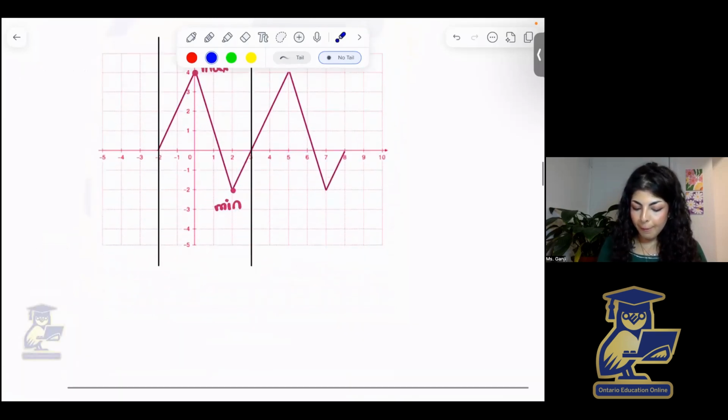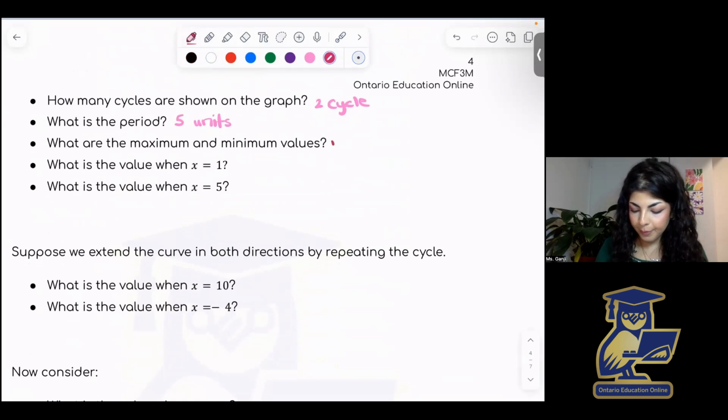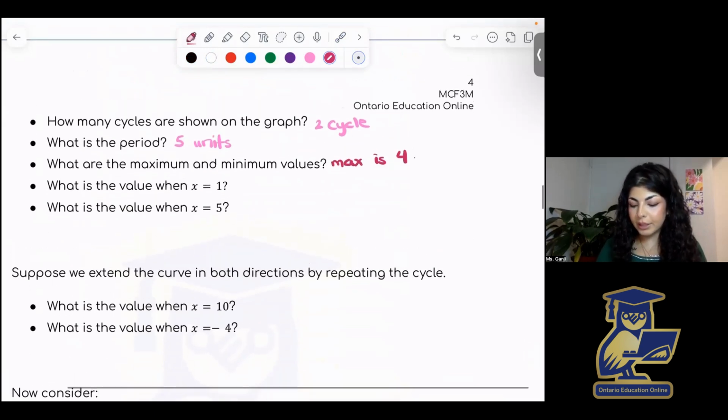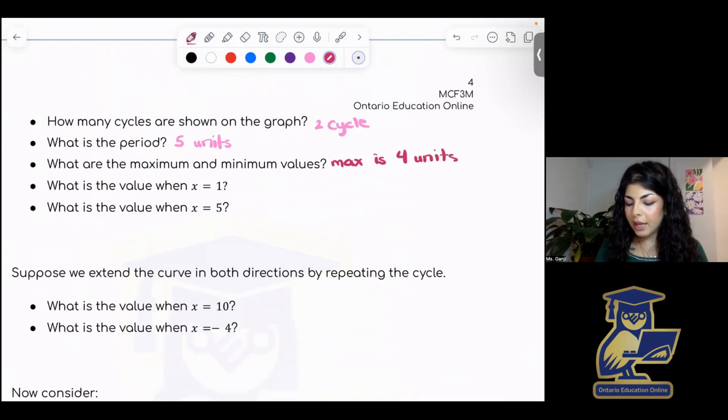So the max, we would just say max is 4. Again, we don't have values for the units here, so 4 units, and the minimum is -2 units. And once we apply context here, then we can interpret it.